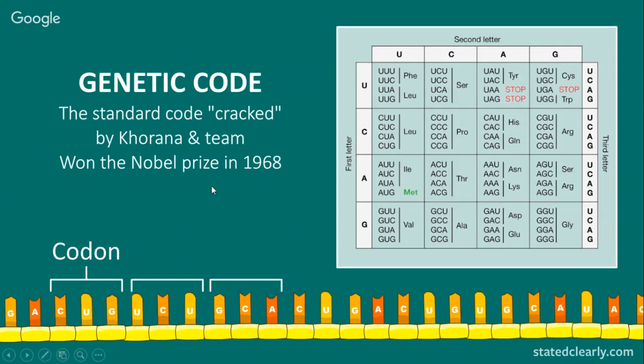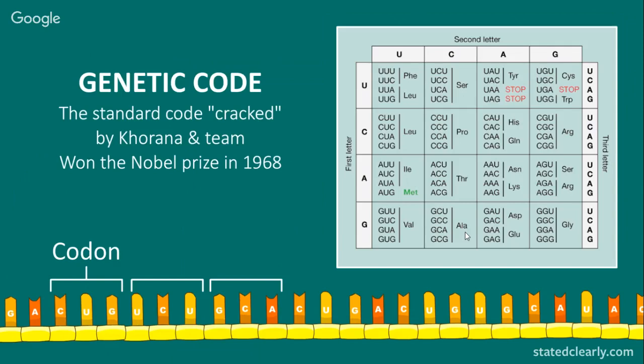UCU tells the ribosome to grab a serine and add that to the protein chain. Here we have our cheat sheet. And then GCA, I'm going to go down here. GCA tells the ribosome to grab an alanine amino acid. So those are all just different types of amino acids, added to the protein chain. This is the genetic code. It was cracked. Scientists cracked the code.